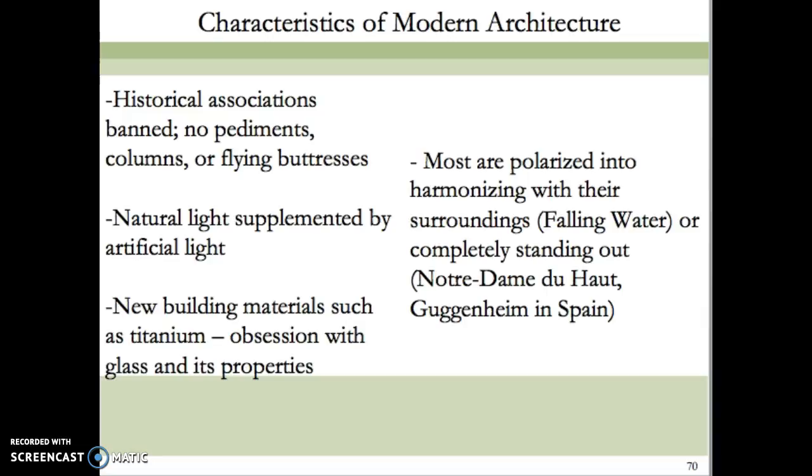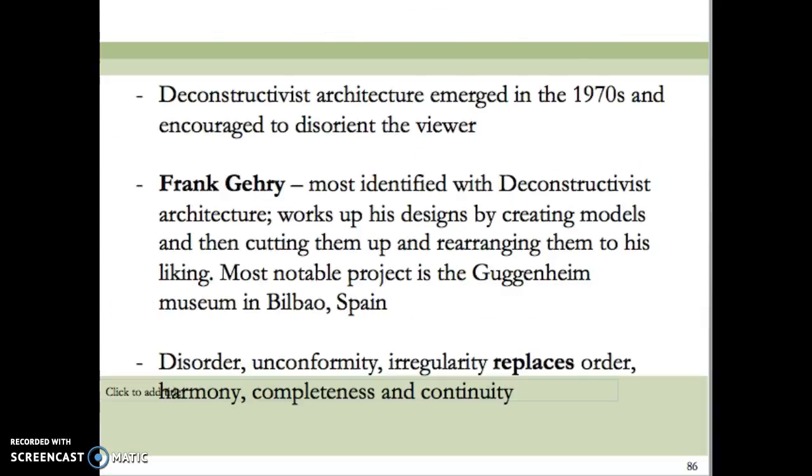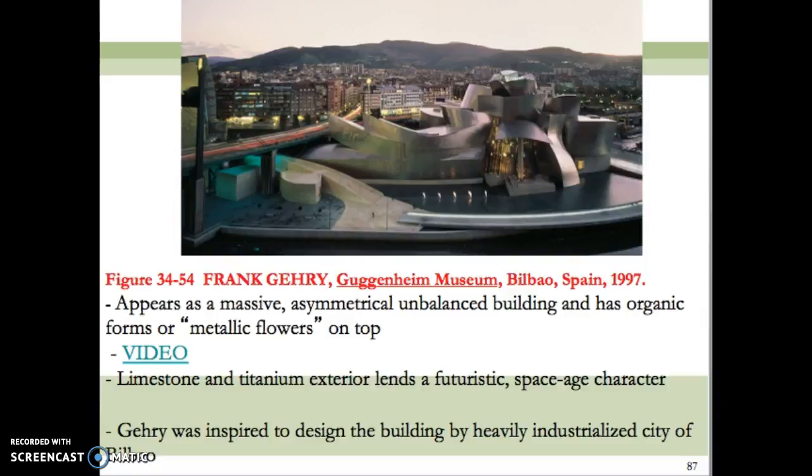And then you have this polarizing effect of buildings harmonizing with their surroundings, an example would be Falling Water from last chapter, or completely standing out from the surroundings and being completely new and different. The Guggenheim in Bilbao is a perfect example of that. So I will now transition to that building. Gehry is classified as a deconstructivist, which you all figured out when you did your homework the other night. And his museum in Bilbao, Spain, is a perfect example of deconstructivism.